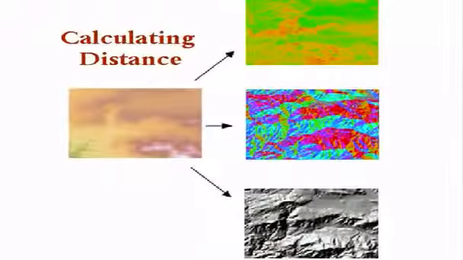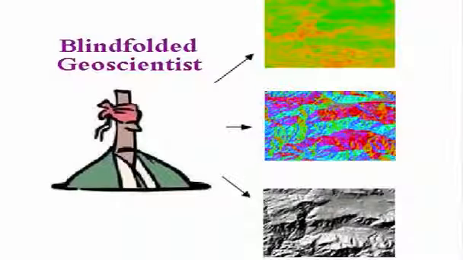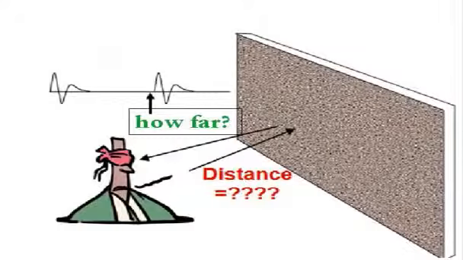Let's look at how we can calculate distance, for instance. Here we have a blindfolded geoscientist who wants to know how far away a wall is. By having him use only his ability to hear these sound waves, let's see how he can figure out how far away that wall is.